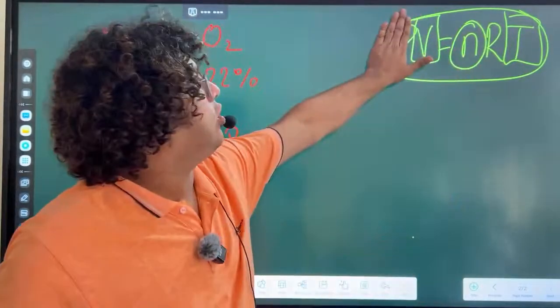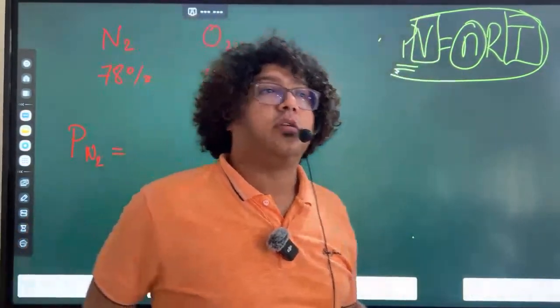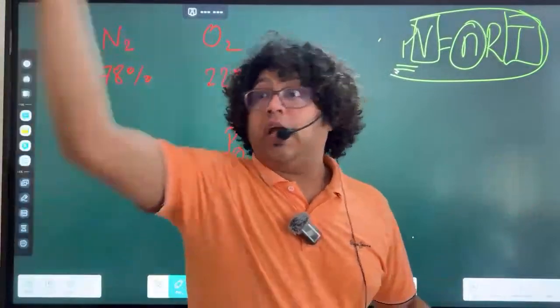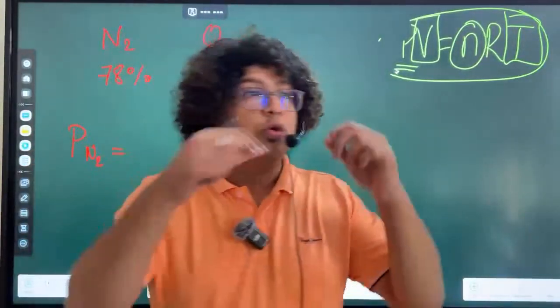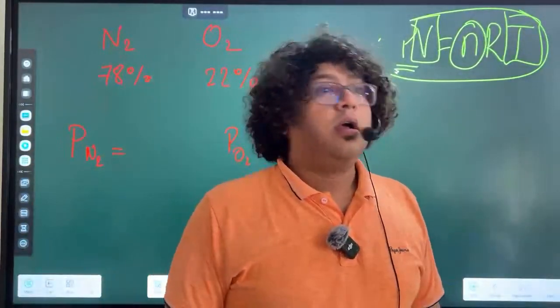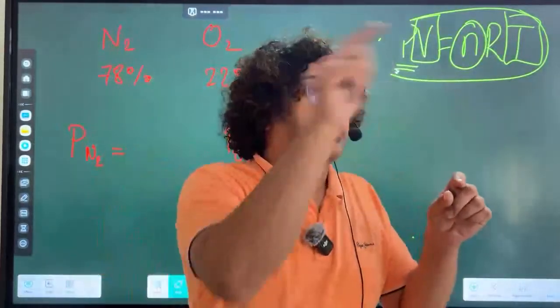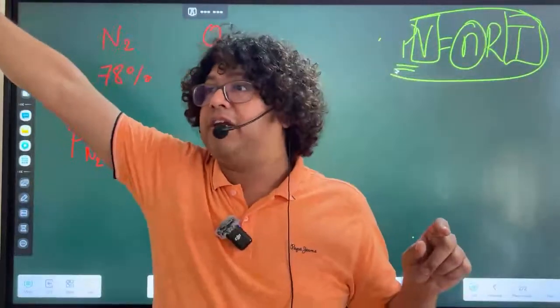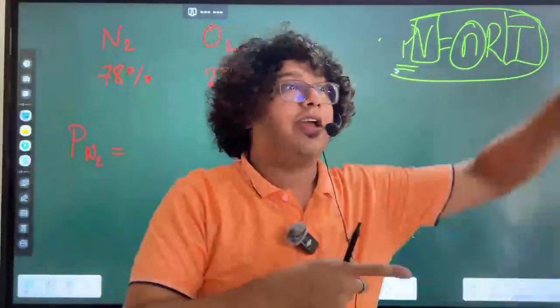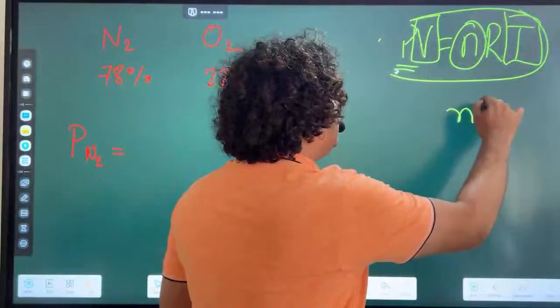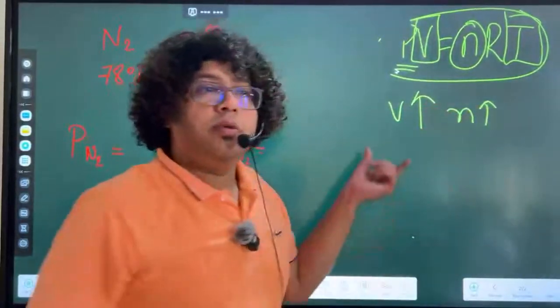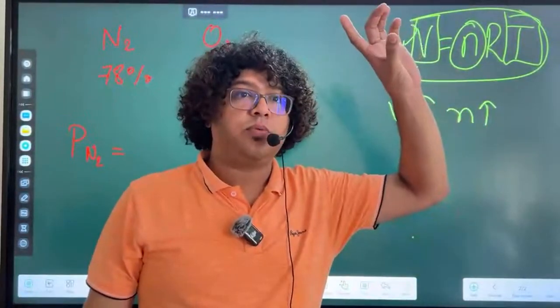Imagine if you keep pressure constant, volume is allowed to change. Atmospheric pressure constant, blow inside a balloon. When you blow inside a balloon, you are increasing the number of moles of gas inside the balloon. External pressure constant, volume increasing. So n increases, volume increases. Are you getting this point?